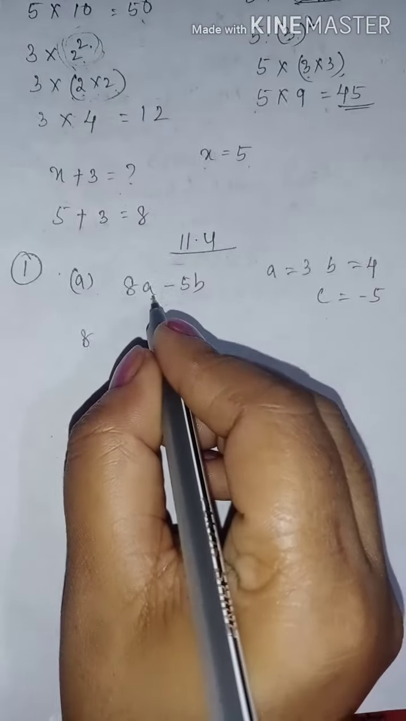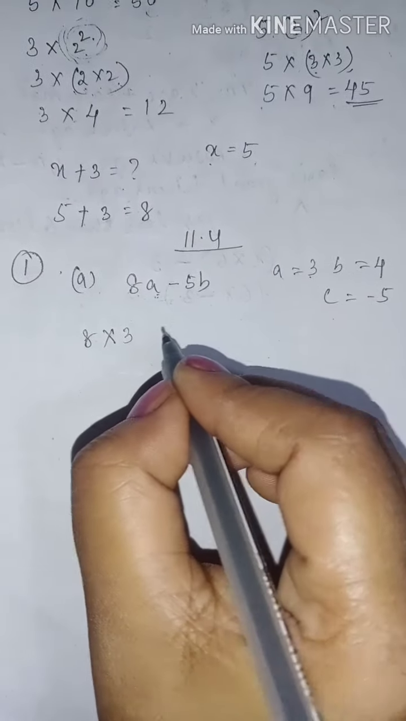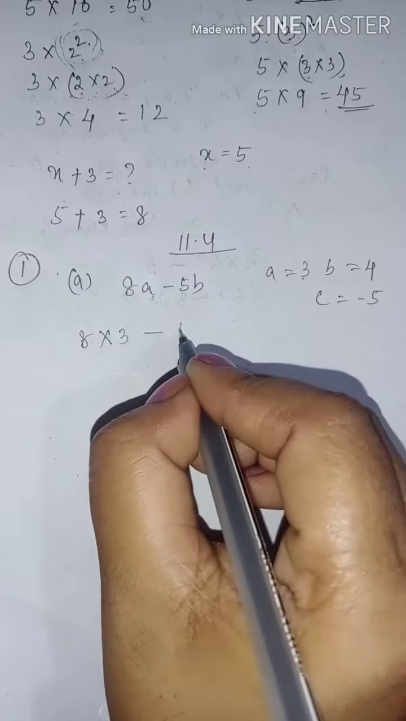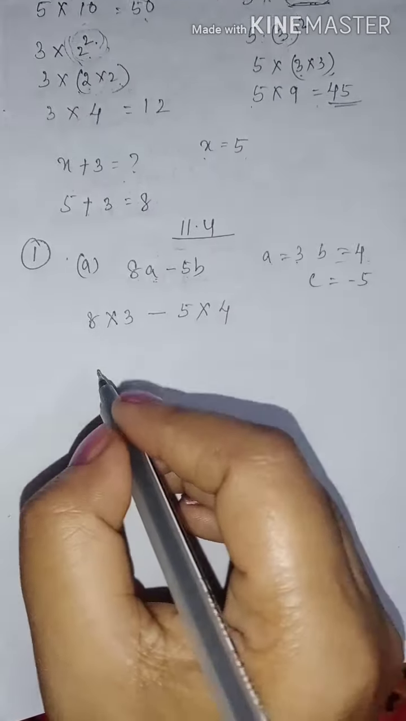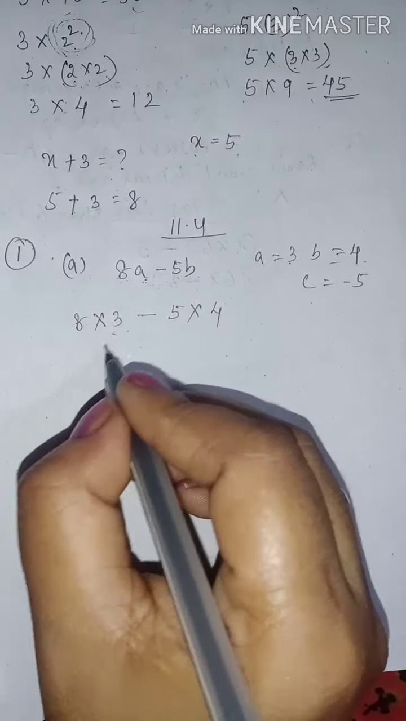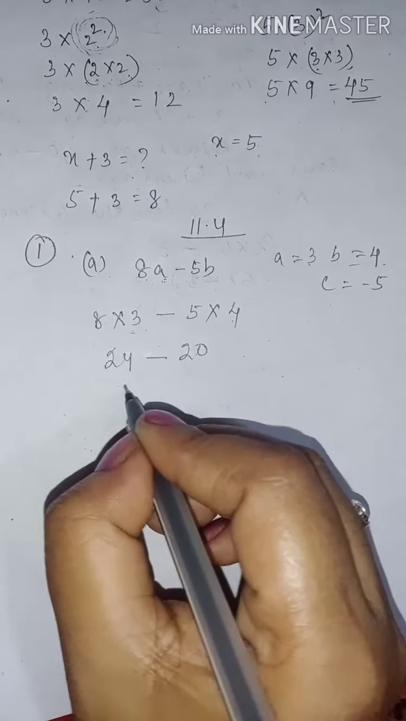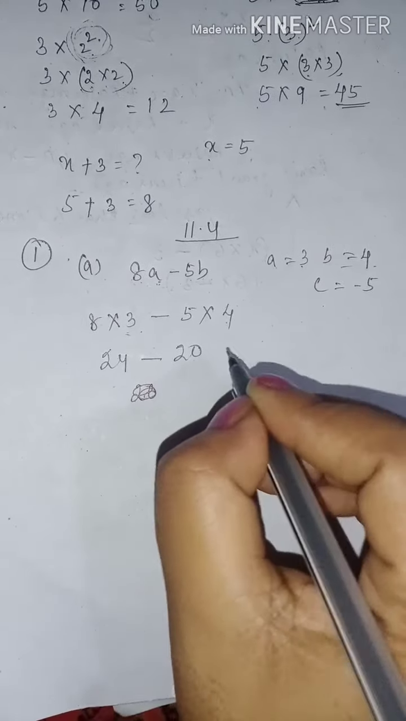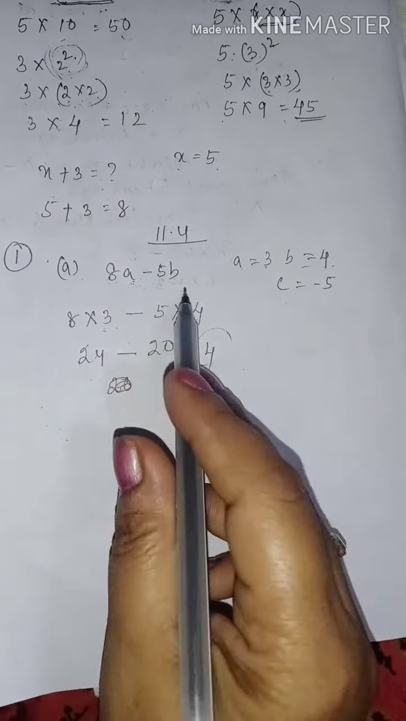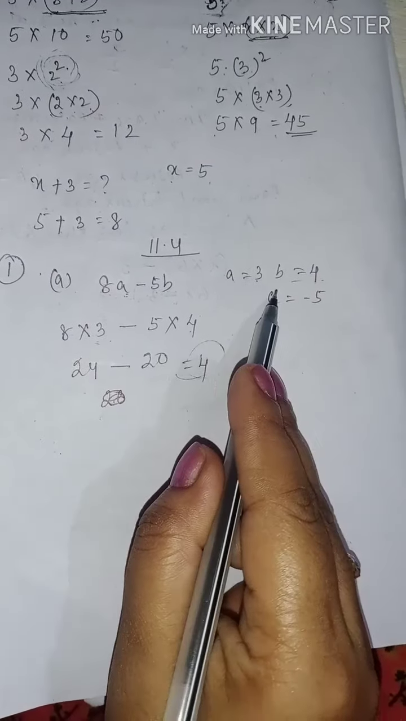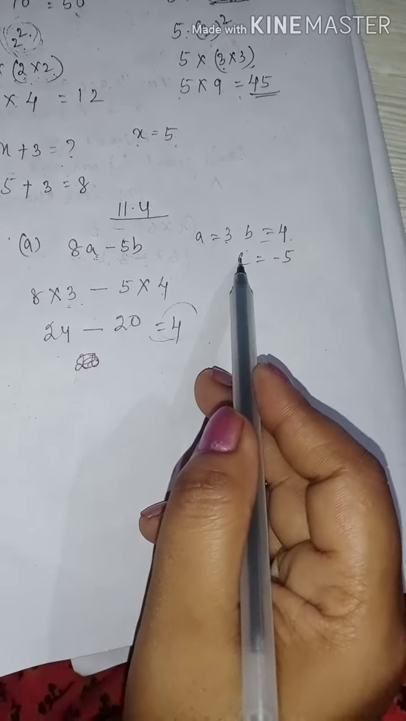8a means 8 into a. 8 into a, a is 3. Minus 5 into b, b is equal to 4. 8 into 3 is 24. 5 into 4 is 20. That is equal to, the answer is 4. Okay. Answer is 4. Can you do it now? Just replace the variables by the given values in the question.